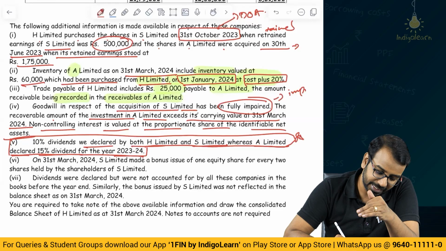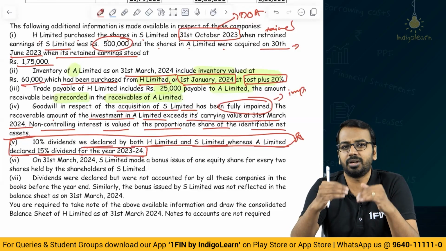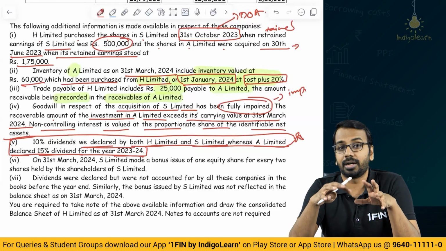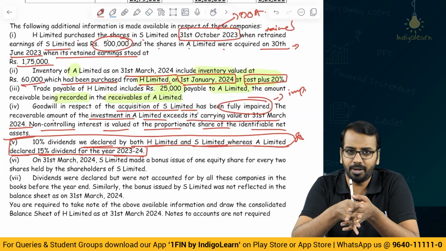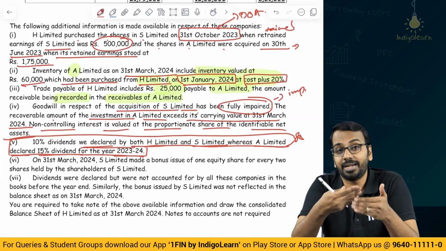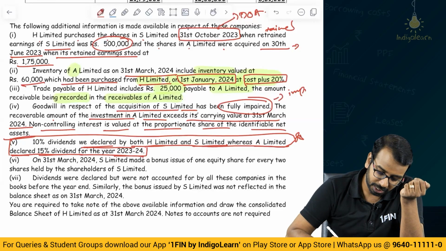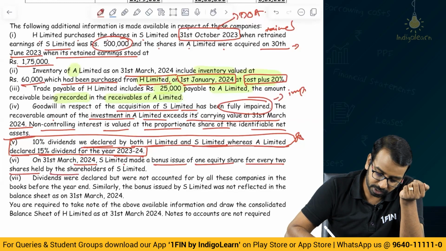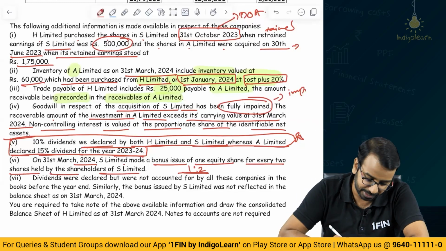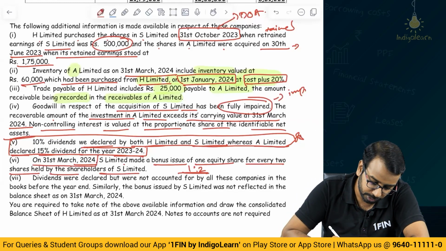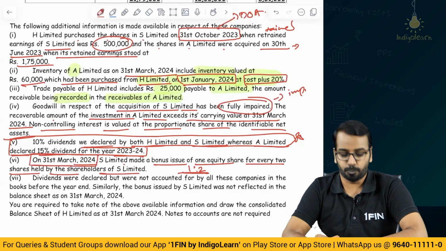Now, normally when they say declared, what we could assume is actually they want us to make a provision for dividend and show it as a liability. That is what ideally would have happened, or you can say it is an interim dividend declared and paid. On 31st March of 24, S Limited made a bonus issue of 1 equity share for every 2 shares held by the shareholders of S Limited. 1:2 ratio, 1 share for every 2 shares held. When did they make? On 31st of March of 24, they made this bonus issue.